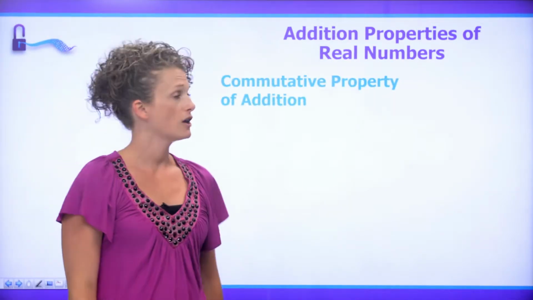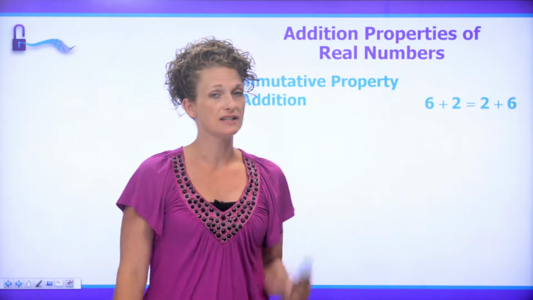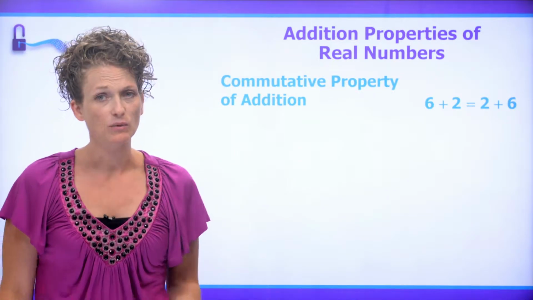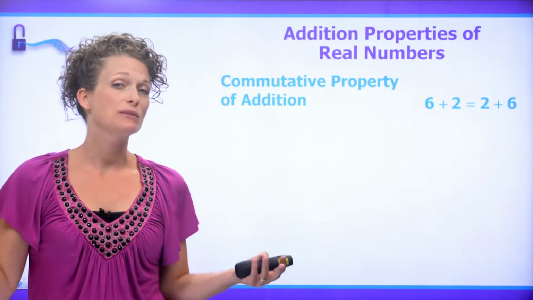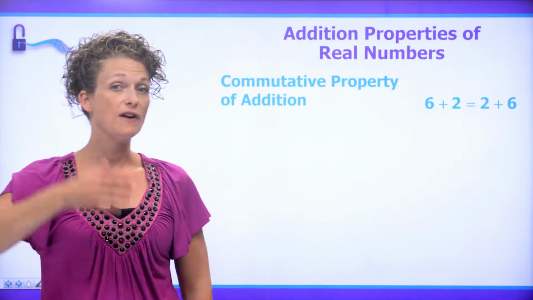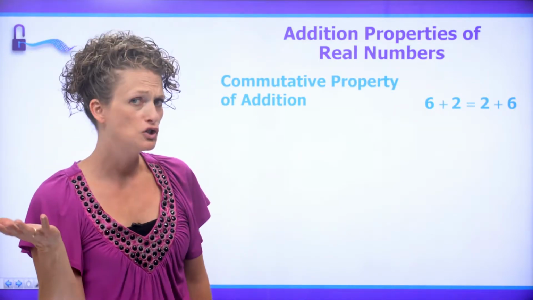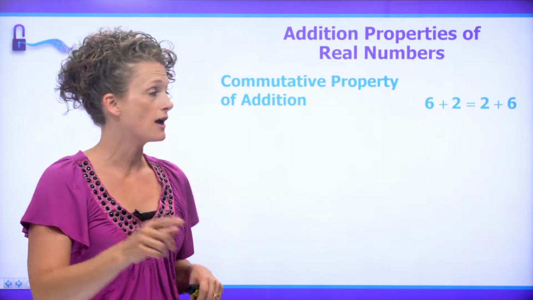The very first one is called the commutative property of addition, and it looks something like this. 6 plus 2 equals 2 plus 6. So what does that mean? Well, it simply means that when you're going to add two numbers together, you can add them in any order that you want, and you will still get the same thing. If I have 6 hats and I add 2 hats, I have 8 hats. If I have 2 hats and I add 6 hats, I have 8 hats. So the order is not important.